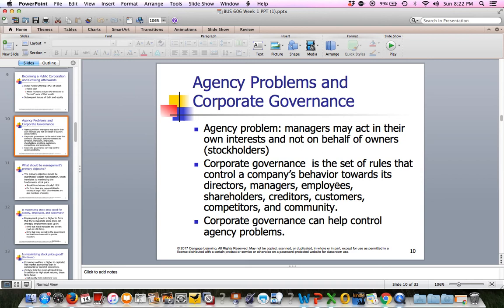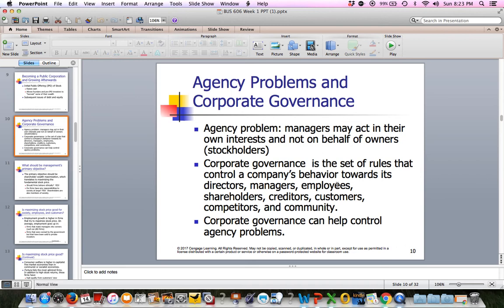So a big issue we talk about in finance is what we call the agency problem and corporate governance. And the question I like to ask everybody in a finance class, to all of my students, is, have you ever made a decision that benefited your own interests? And the answer better be yes, because we've all done that. And we have to do that. You have to look out for yourself. You have to make decisions that are in my best interests.